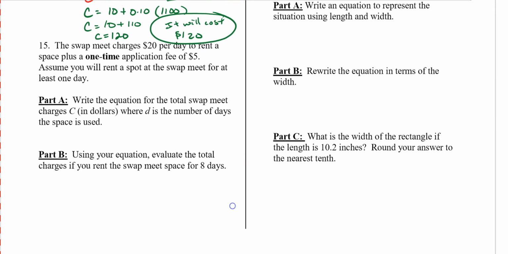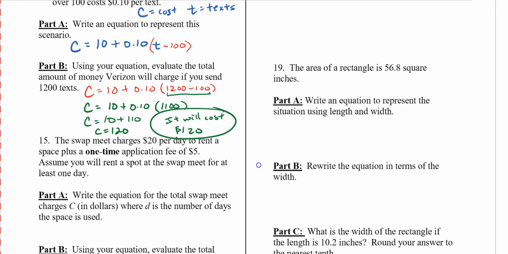15. Swap Meet charges $20 per day to rent a space, plus a one-time application fee of $5. Assume you rent a spot at Swap Meet for at least 1 day. Write the equation for the total Swap Meet charges, where D is the number of days the space is used.